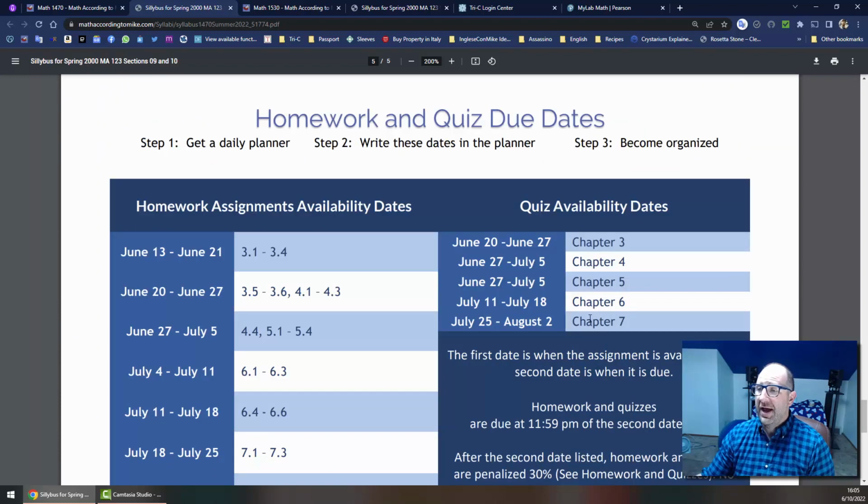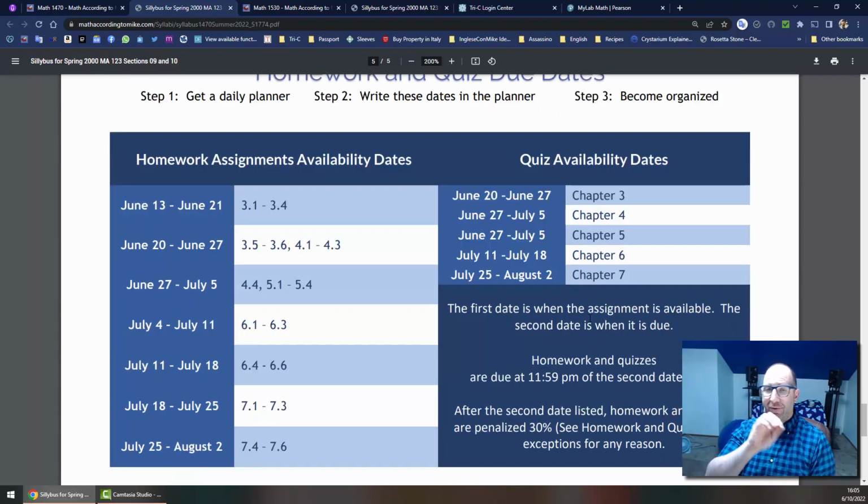Okay. And then the last page is a breakdown of when stuff opens and when stuff closes. So the first date is when it opens, the second date is when it closes, and it closes again at 11:59 p.m. And that's true for homework and quizzes. Oh my gosh, look at those hyphens. Don't look at those hyphens. Oh, spacing. Oh, that one's fine.